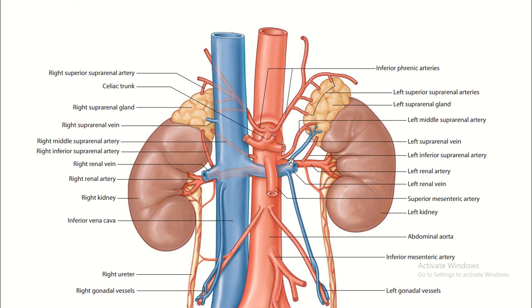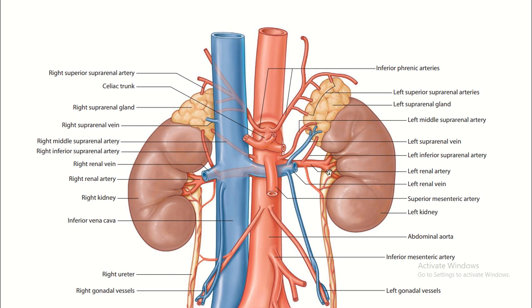right? So the blood supply to the kidney, right here, this is your abdominal aorta. At the level of L2, it's going to give off your renal arteries. So this is going to be your left renal artery. This is going to be your right renal artery. Take note, the right renal artery is longer than the left renal artery, right? And the right renal artery is actually posterior to your inferior vena cava, right?